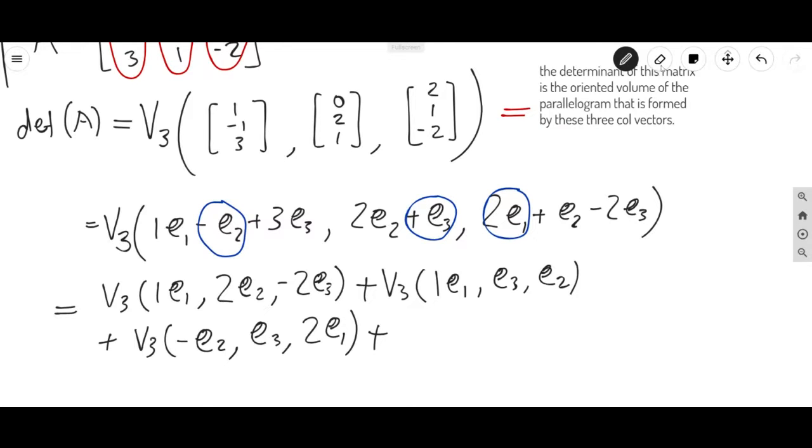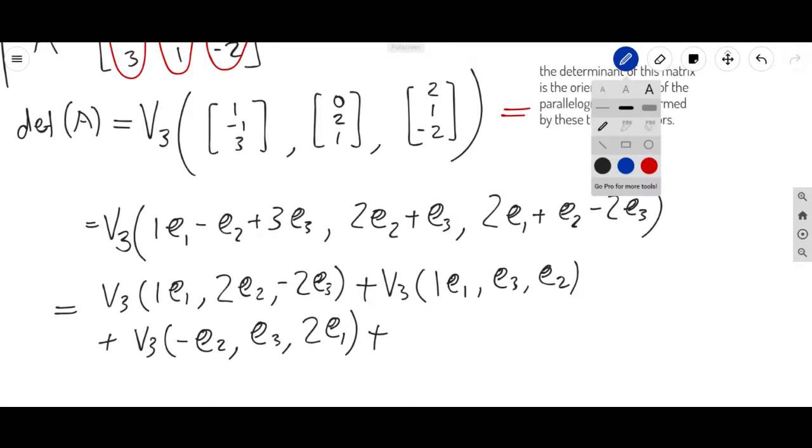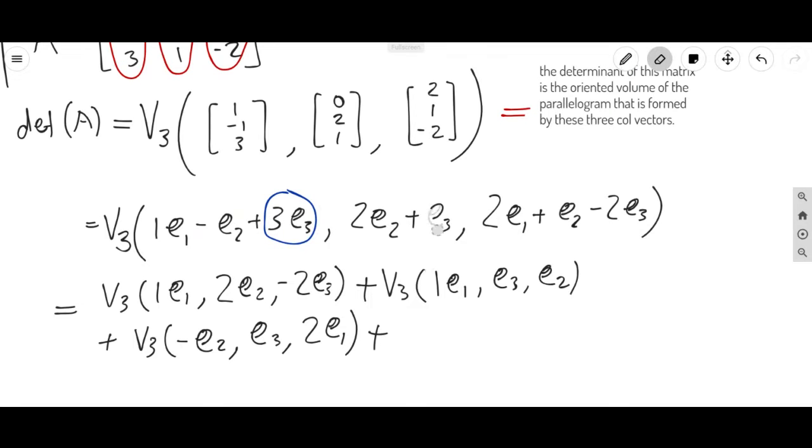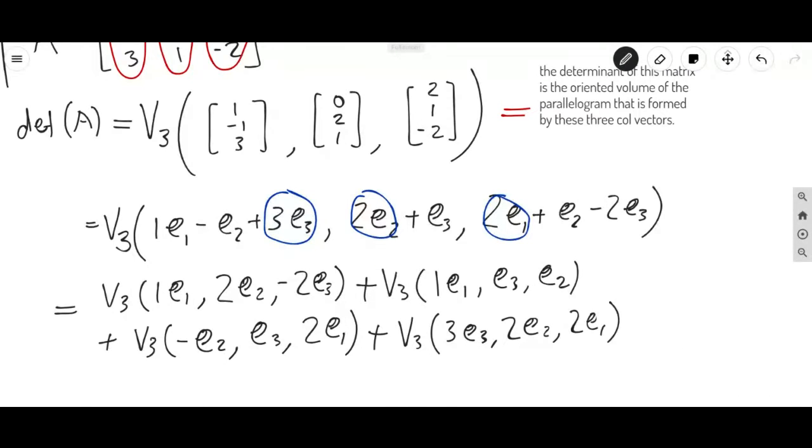Let's look at another combination that works. Now another combination that can work is you can pick an E3. If you pick E3, you're not going to pick E3 again. You have to pick something different. So you pick 2E2, and now you're forced to pick 2E1. So the last possibility that we can have is V3 of 3E3, comma 2E2, comma 2E1. And this is what we get.